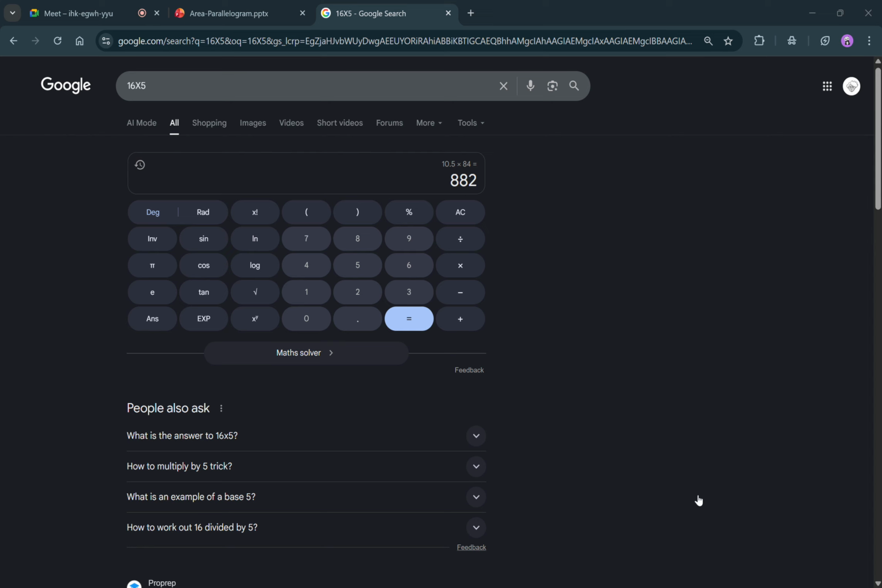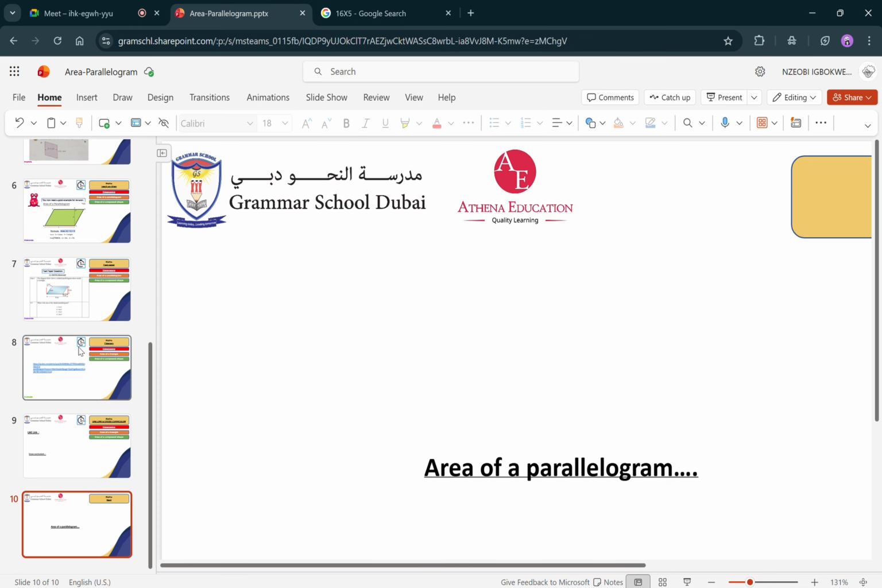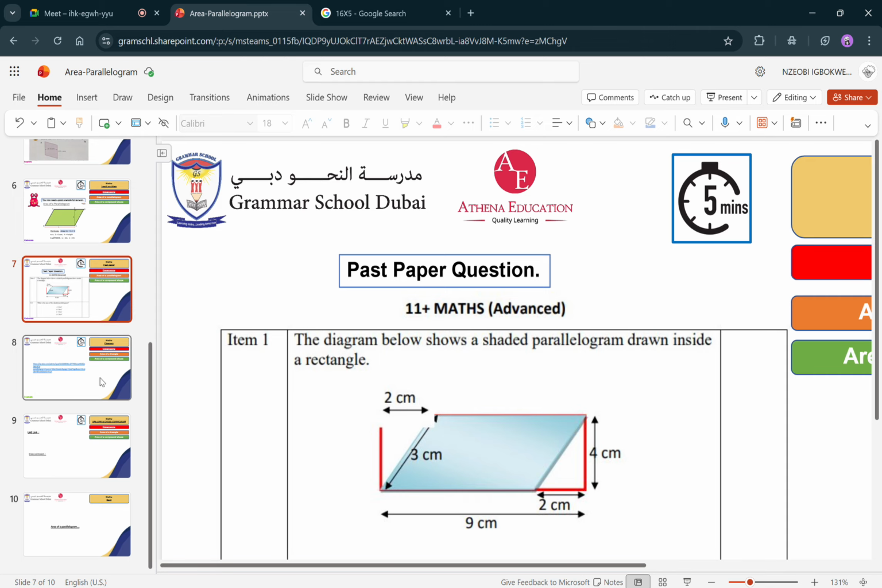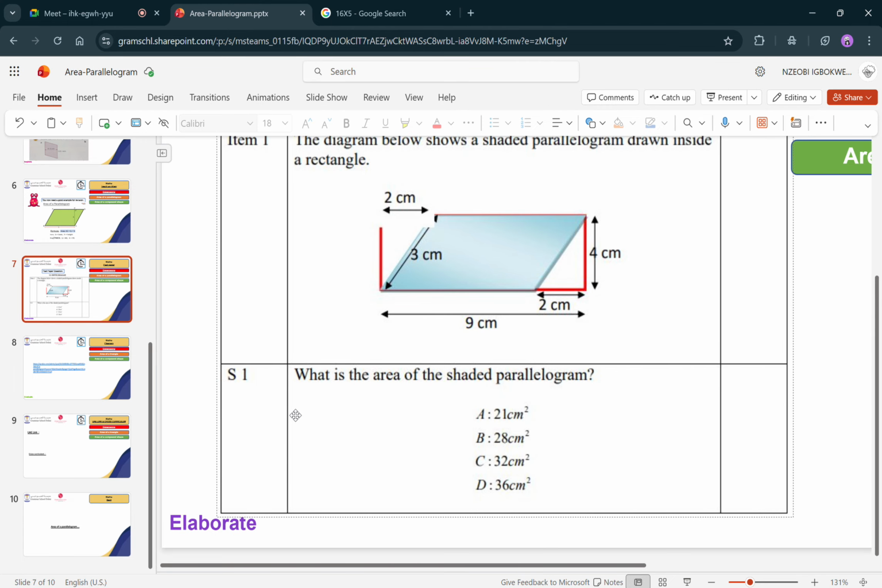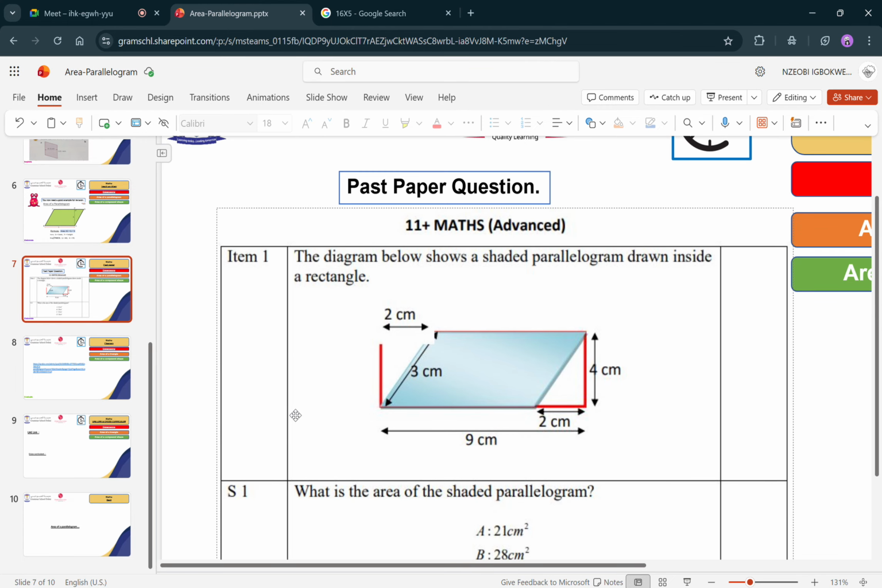Read the question. The past paper question. Read it out and solve it. The diagram below shows a shaded parallelogram drawn inside the rectangle. You can see the parallelogram shaded out. Can you see that? Yes.